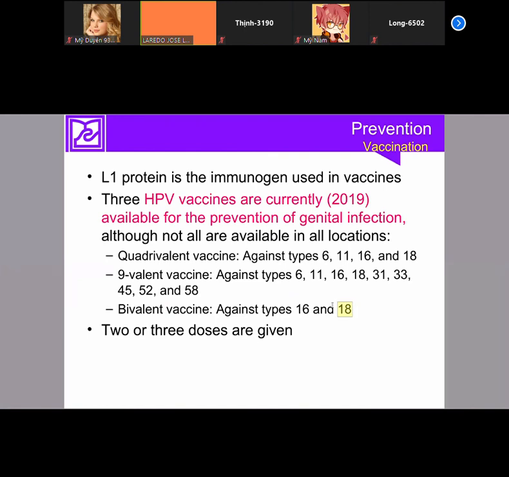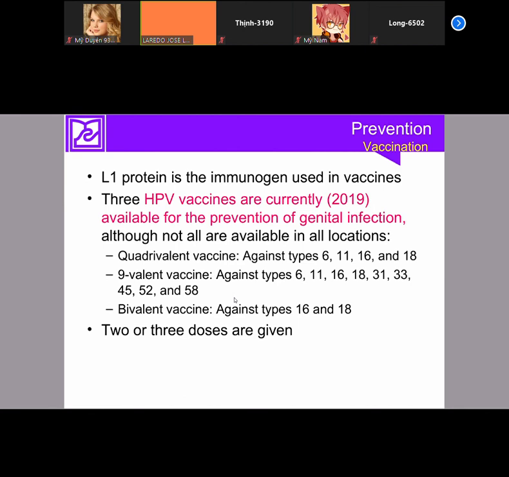Later, the quadrivalent vaccine appeared. Quadri means 4, because this vaccine was made to fight against 4 serotypes: 16, 18, of course, and 6 and 11. And 1 or 2 years ago, very, very recently, the 9-valent vaccine appeared, because this vaccine prevents 9 different serotypes: 6, 11, 16, 18, of course, and other serotypes that are also related with cervical cancer.